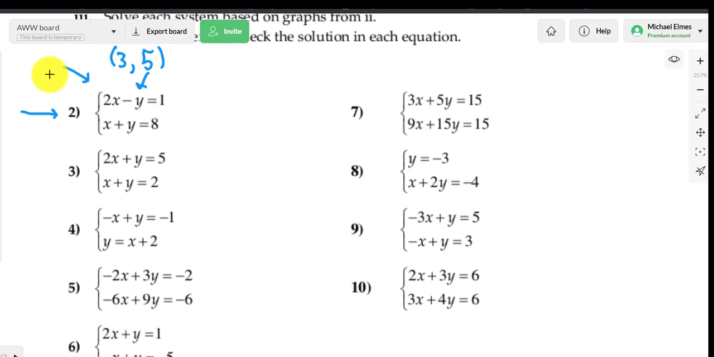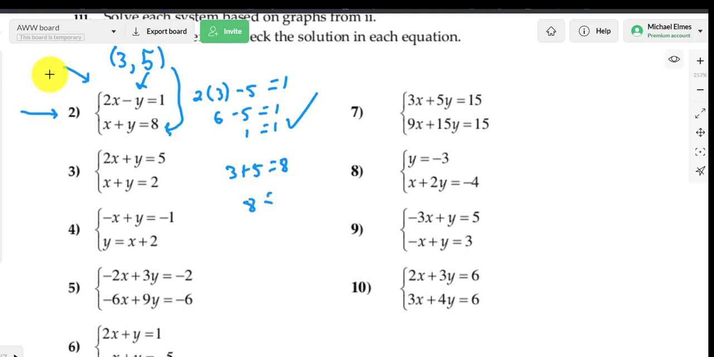So let's just test it out. If I do 2 times 3 minus 5, does it equal 1? So 6 minus 5 equals 1. Yeah, it works. And then if I try the second equation, I get 3 plus 5 equals 8, or 8 equals 8. So that's me doing the check. It works. So I know that 3, 5 is a solution to this system. Okay.